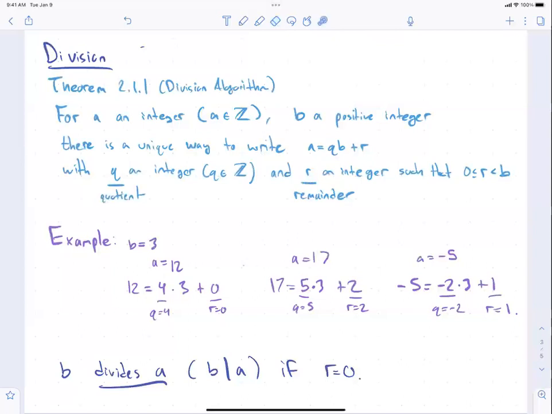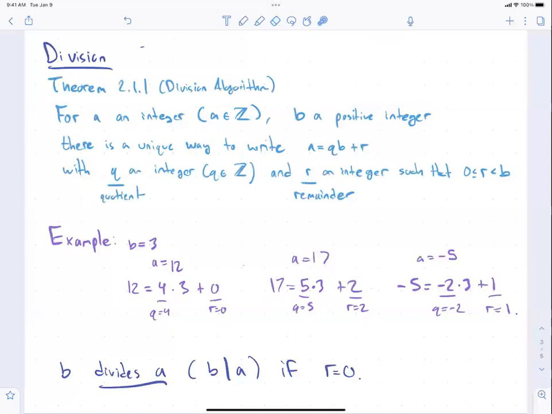Yeah, so sorry, if a is 12 and b is 3, so we're dividing 12 by 3. Well, 12 is 4 times 3 plus 0. So the quotient is 4, the remainder is 0. If a is 17, b is still 3, then we get 17 is 5 times 3 plus 2. So the quotient is 5, the remainder is 2.